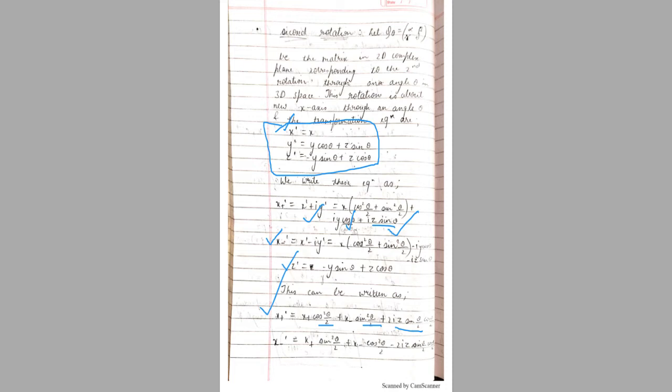See, sine theta can be written as 2 sine theta by 2 into cos theta by 2. Now we know that x plus iy, in short, we use it as x plus, and x minus is nothing but x minus iy. Similarly, you can do it here also.